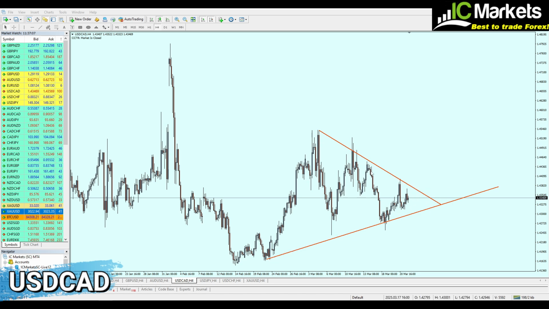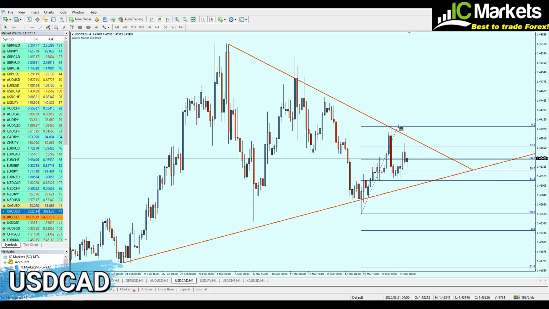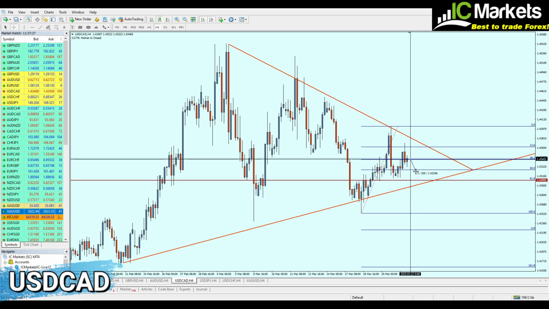However, to find the exact entry, let's now zoom in right here and apply the Fibonacci retracement. And as we can see right now, the Fibonacci 61.8 shows me, of course, a strong key level of a support at 1.430. As we can see in the past, this has always been, my friends, a very strong key level of a real support.